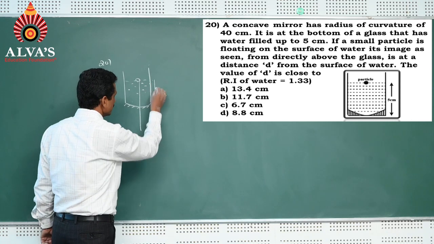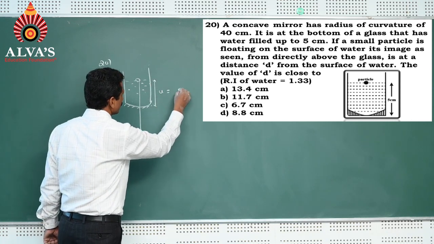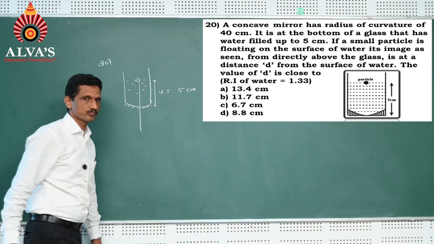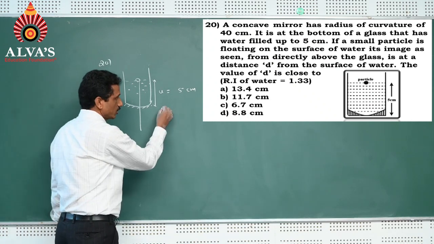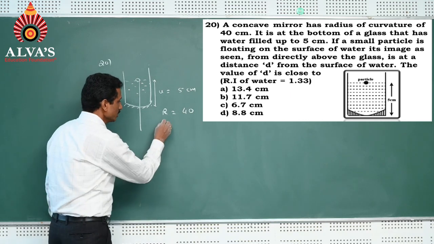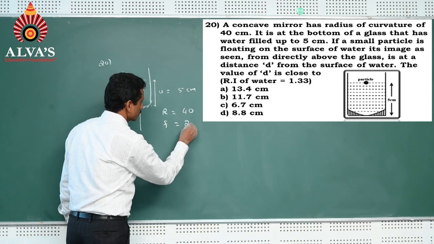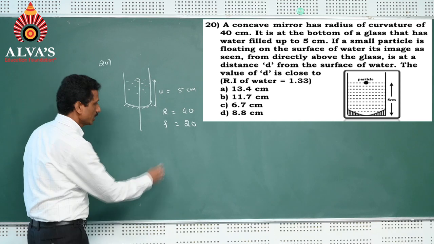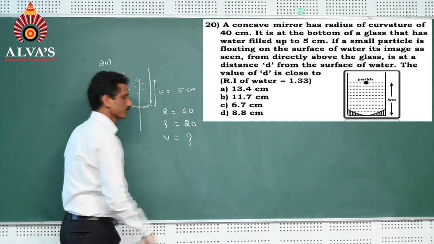The object distance is given, u is equal to 5 centimeter. Concave mirror of radius of curvature 40 centimeter. Therefore, focal length is equal to 20 centimeter. You can find out the image distance.